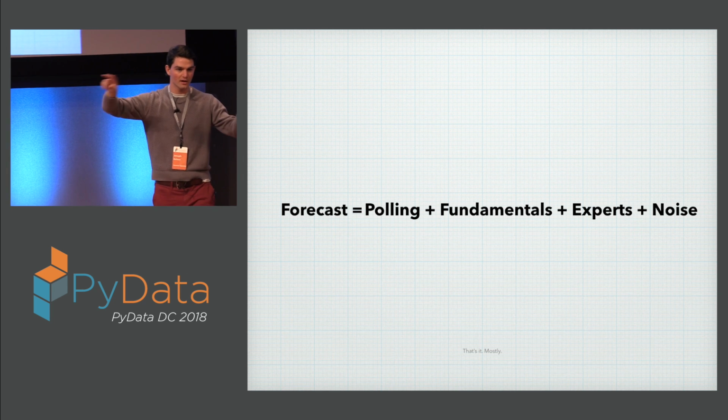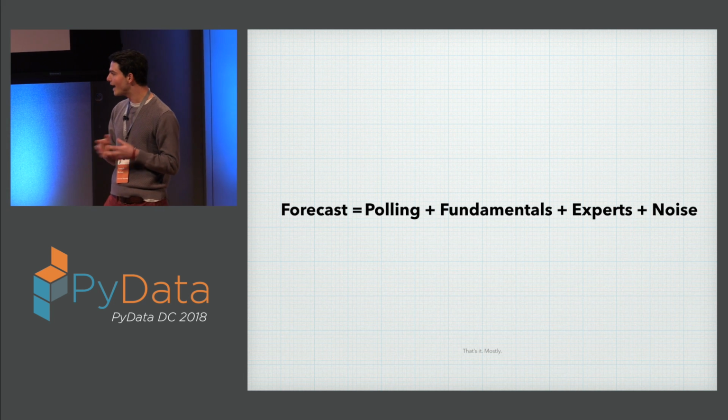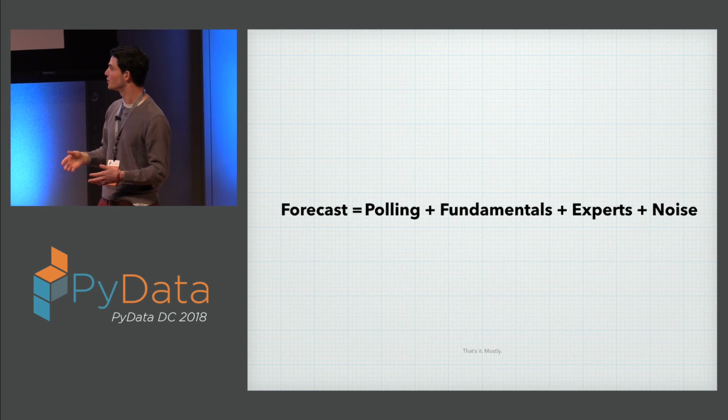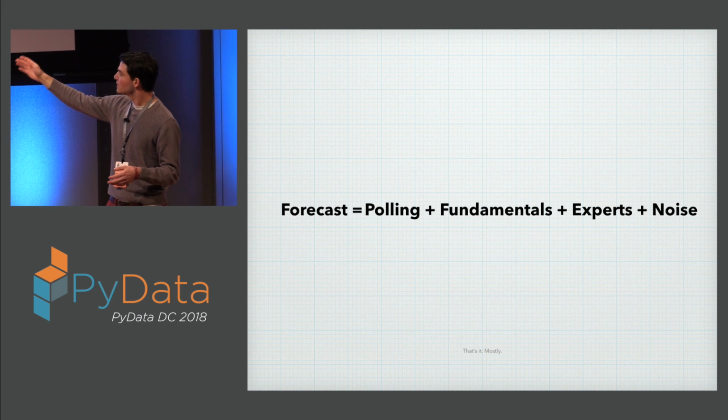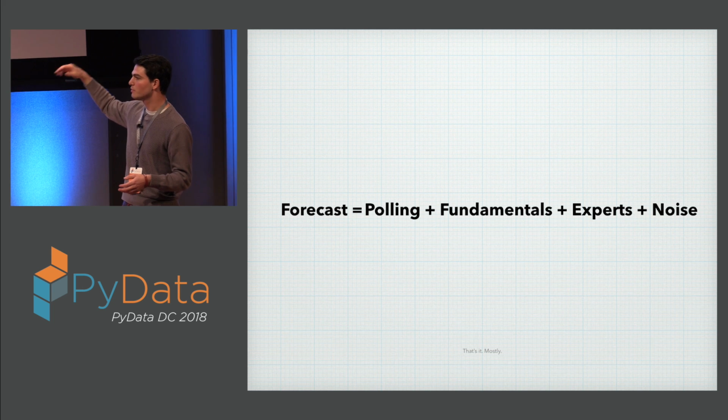This formula is critical to the rest of thinking about how results are forecast in the context of 538. Forecast is a function of polling plus fundamentals plus experts plus some level of noise.